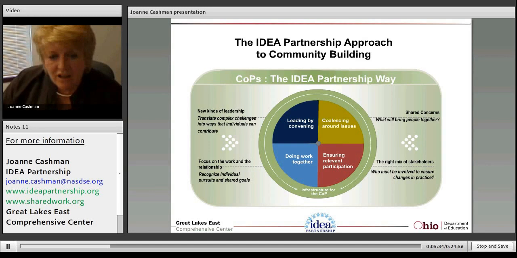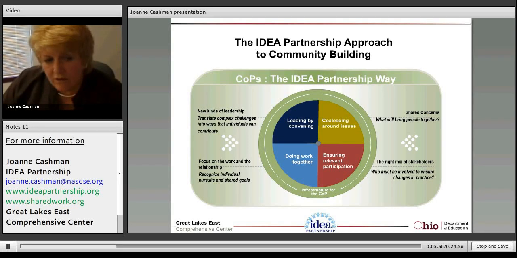And asking ourselves, who must really be involved in this issue to ensure that there is a change in practice? The next quadrant then is doing work together, because when you bring people together, they stay together longer if they believe that the work they're doing together is going to benefit them, that they can see that you're doing real work and that real work has a purpose.